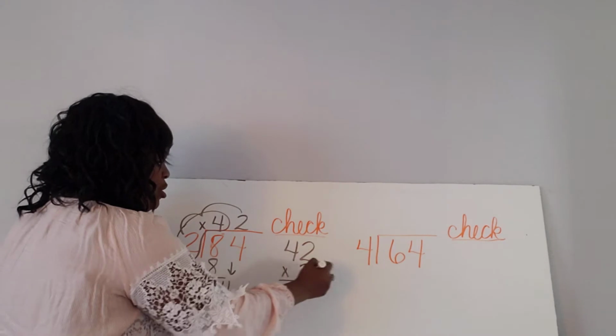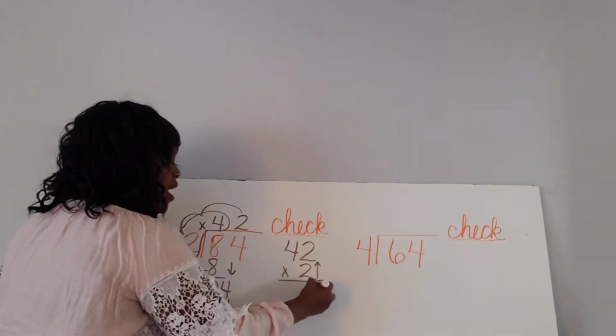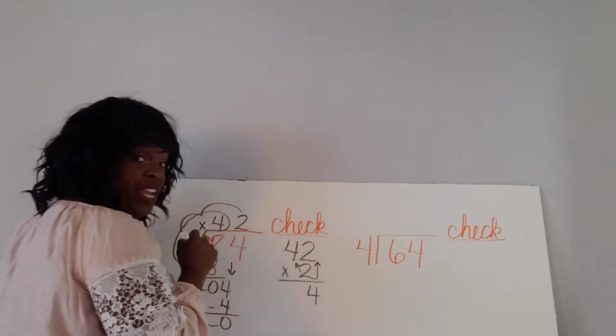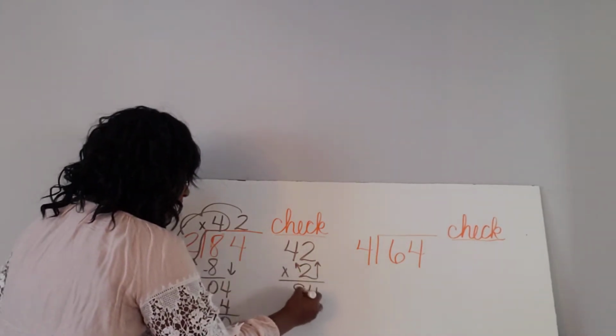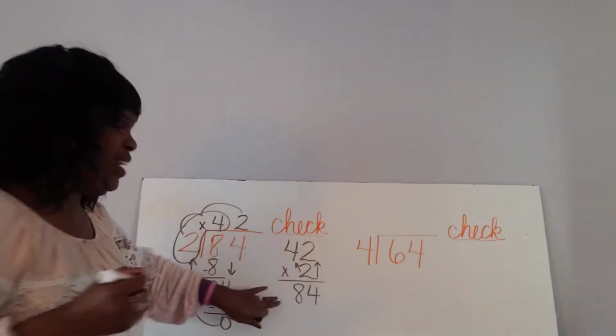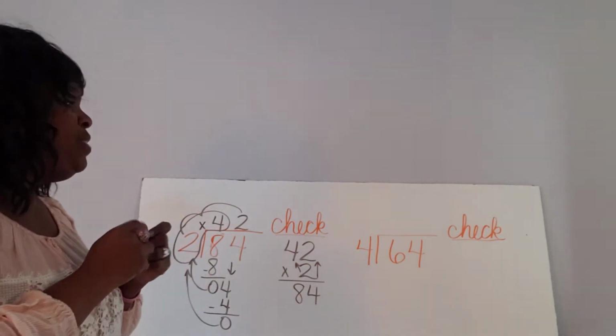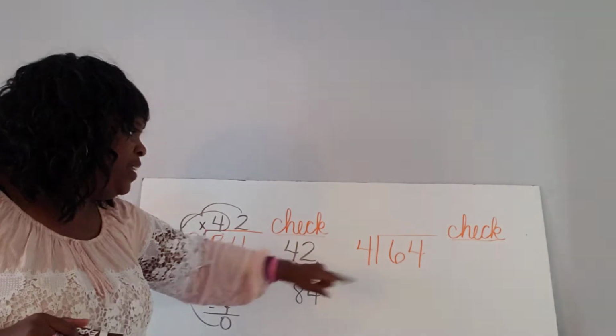2 times 2 equals 4. And then 2 times 4 equals 8. 84 is your answer. Very good. You guys got that. All right, so now we're going to go to our next one.